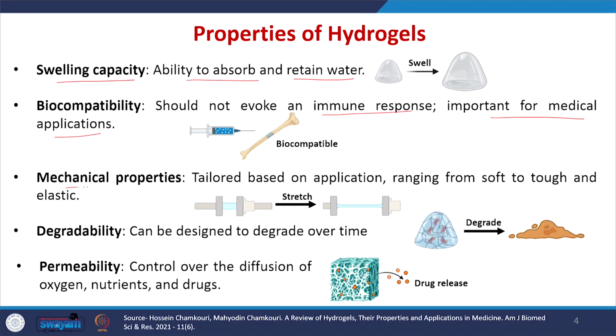And it also has very good mechanical properties, and this mechanical property can be adjusted from soft to tough, depending on your final application, and the degradation property also can be changed with respect to the final application. The last one is the permeability. We can also control the diffusion of oxygen, nutrients and drugs. For example, these hydrogels are porous in nature, so they will allow the oxygen, nutrients and drugs to enter and pass through. So it is one of the important properties for various biomedical applications.